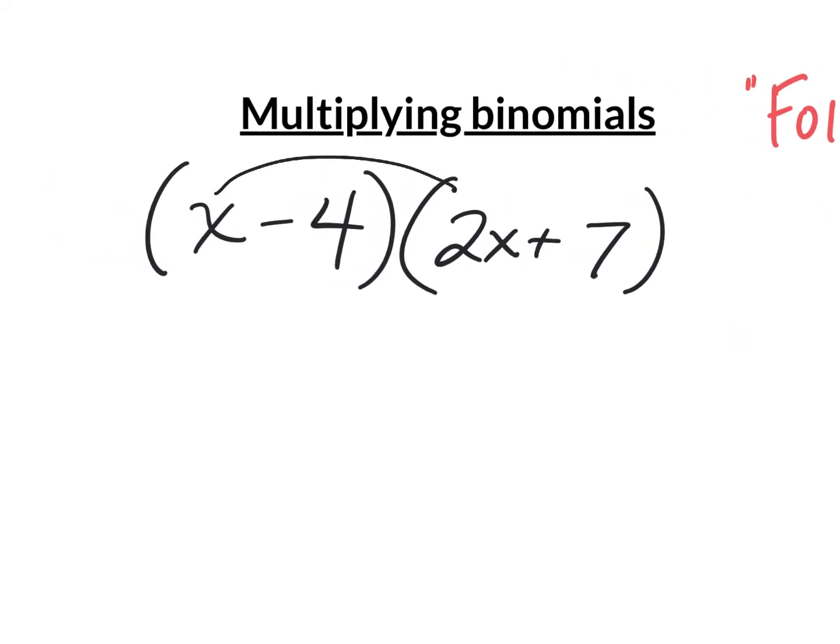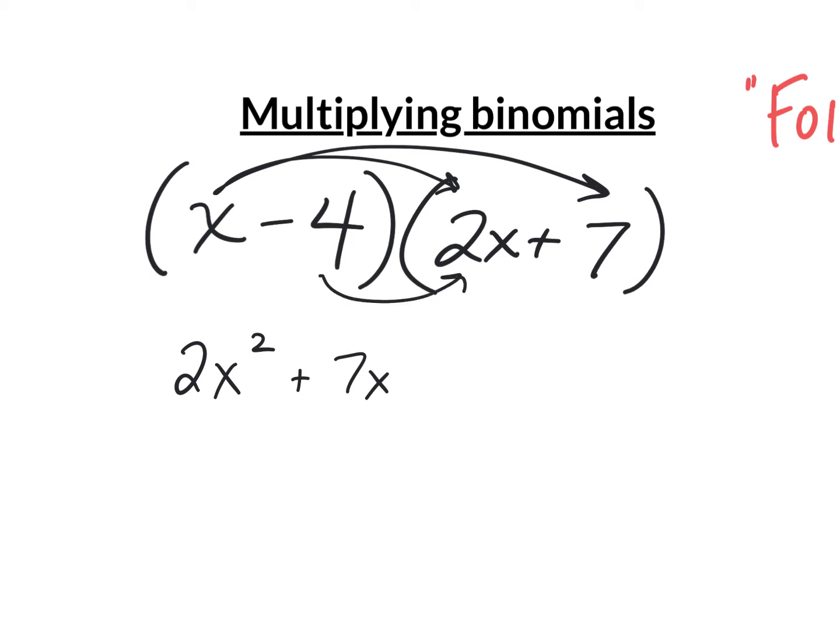We're going to multiply x times 2x. That'll get us 2x squared. And then x times 7 will get us plus 7x. We also need to multiply this negative 4 times both elements in the second set of parentheses. So we're going to go ahead and do that.